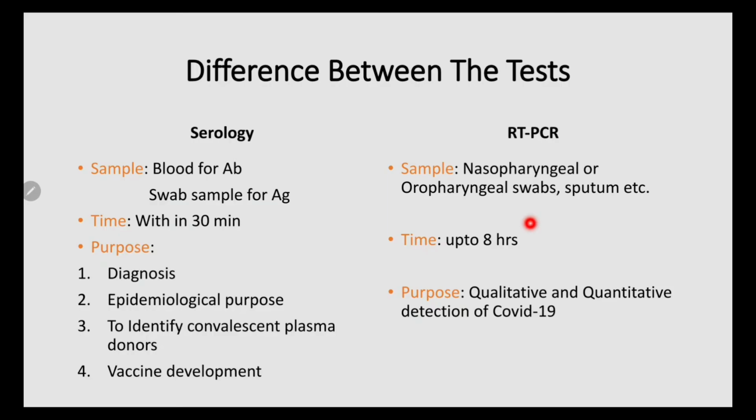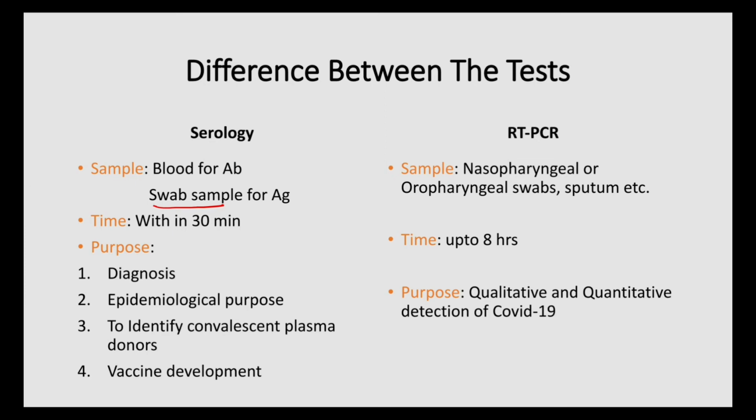Next, what are the differences between the tests? We have seen the serology test, we have seen RT-PCR, but what is the difference between these two? As I told, in serology we use blood for antibody testing and a swab for antigen testing, and the time taken to get the report is within 30 minutes.